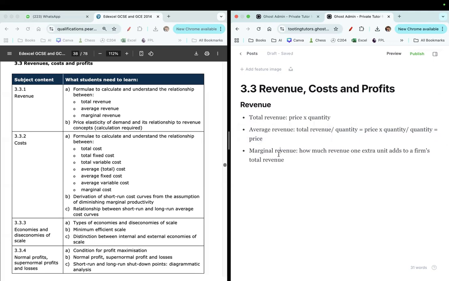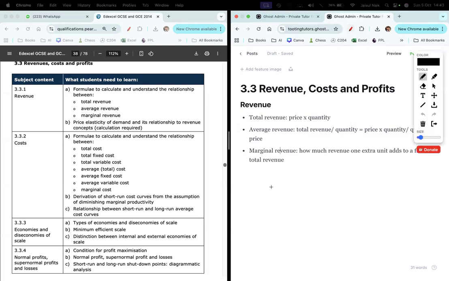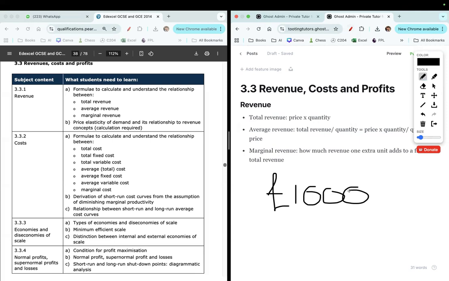Okay? Because imagine if I make £1,000 by selling 10 things. Well, on average, I'm making revenue of £100 per item. But that £100 is just my price, right? Okay. That's all it is.